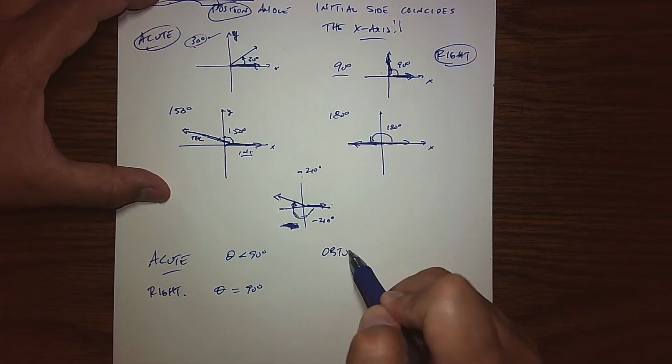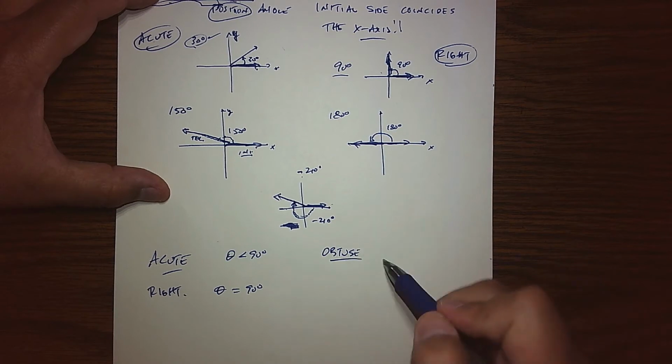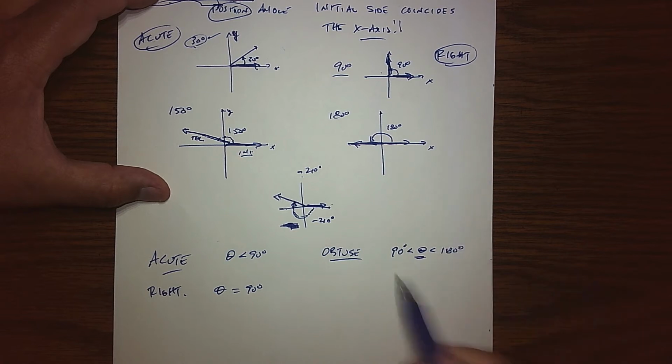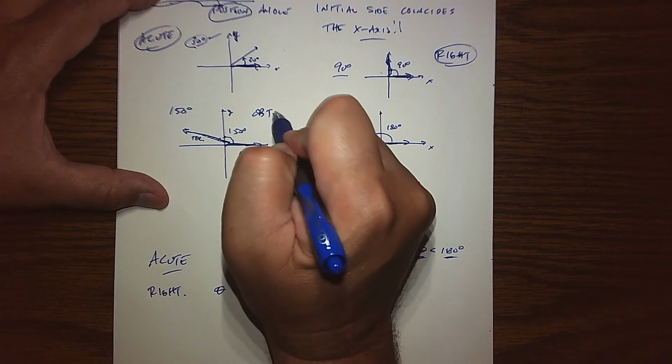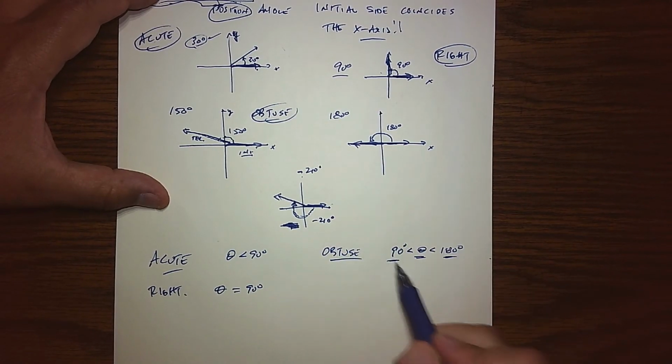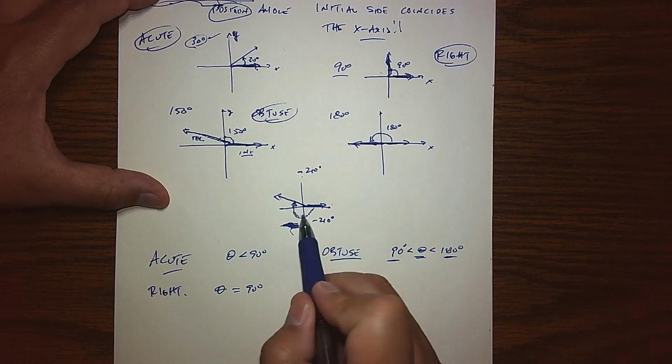There are some angles that are called obtuse. This means that their angle falls somewhere between, let me write it this way, the rotation we're looking at is greater than 90 but less than 180. So here's an example of an obtuse angle.